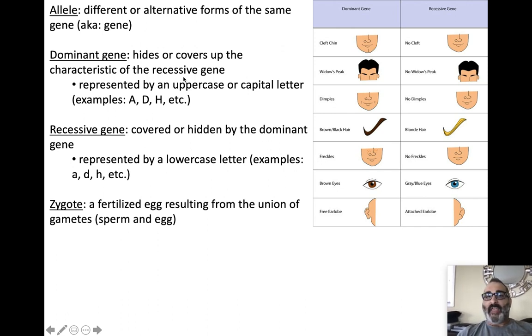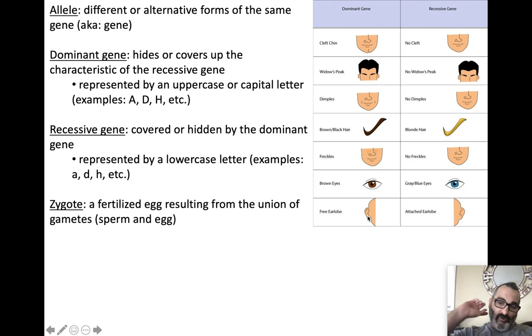Dominant genes, things that can cover up or hide or mask something else. In humans, here's some common ones. Having a cleft chin dominates no cleft chin. So if you have a cleft chin, then you can't see it. I have a beard. I don't have a cleft chin, so I am recessive for cleft chin. A widow's peak is when your hair comes to a point. That is dominant over no widow's peak. Dimples are dominant over no dimples. Brown or black, dark hair dominates that light blonde hair. Freckles dominate no freckles. Brown eyes dominate lighter colored eyes, blue eyes, for example.